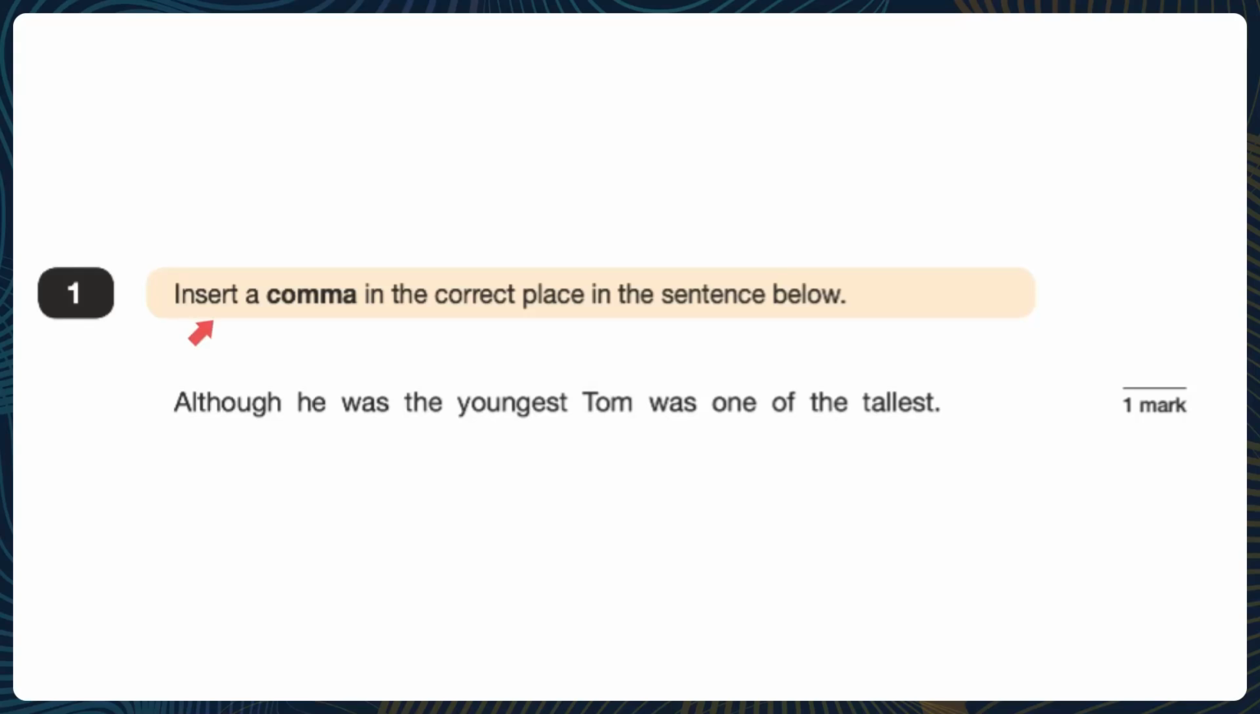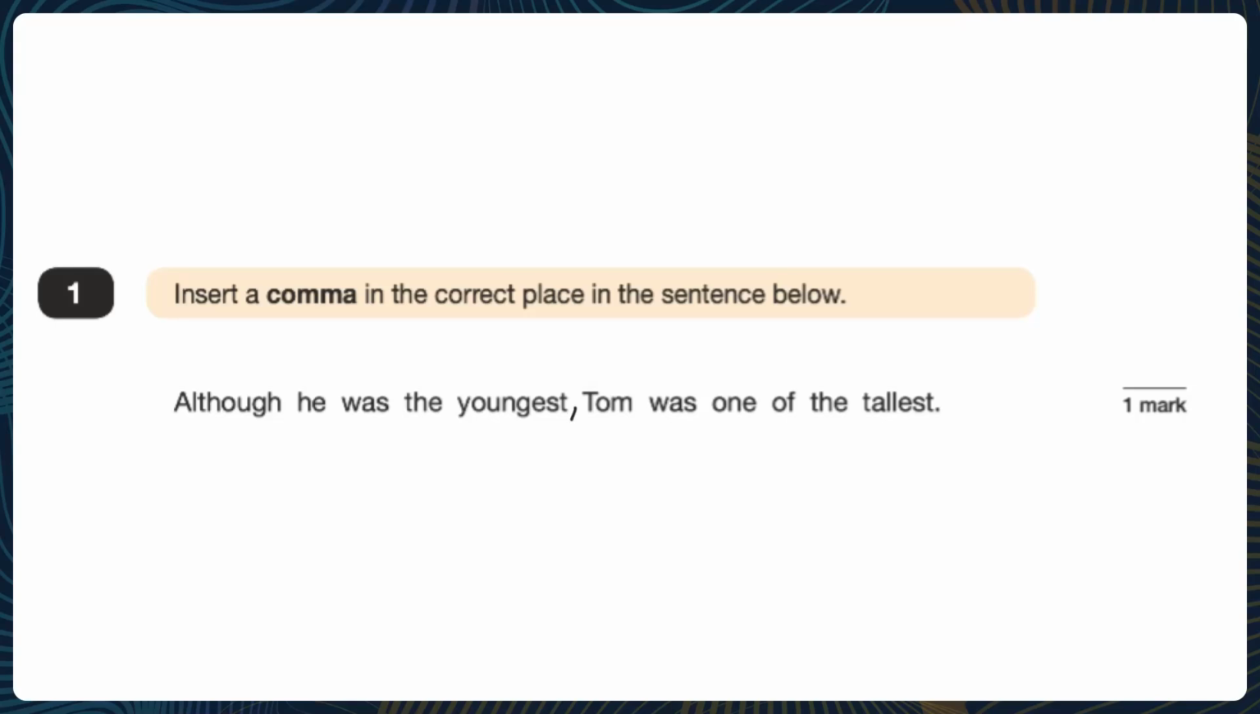So again, insert a comma in the correct place in the sentence below. And again, this is linking to clauses and the fact that we have a subordinate clause and a main clause. We know it's a subordinate clause because we have a sentence beginning with a subordinating conjunction, and that clause is "although he was the youngest". Okay, so to mark that, naturally we're going to have that comma here. So: although he was the youngest, Tom was one of the tallest. Very simple, classic clause question.